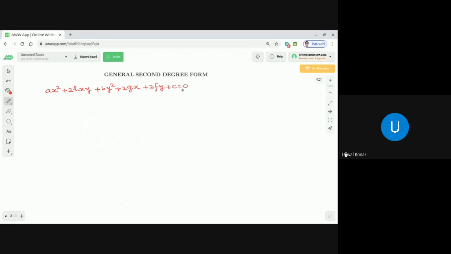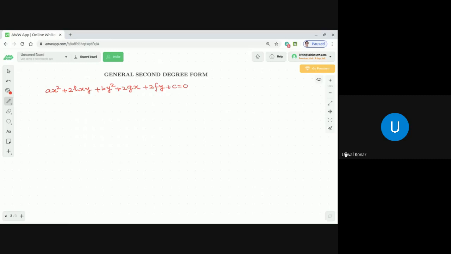Dear students, in the initial few days you may take some time to remember this general equation of second degree, but it has huge significance as far as our two-dimensional coordinate geometry is concerned. Starting from pair of straight lines, we discussed this in detail. Then in circle, we are going to discuss it. Then in conic sections, when we discuss parabola, ellipse, hyperbola, we will see that the general equation of second degree has prime importance.